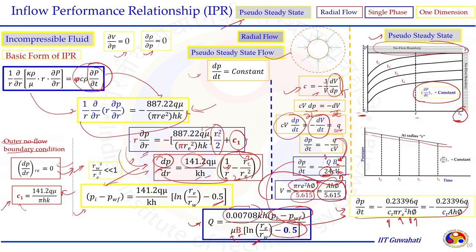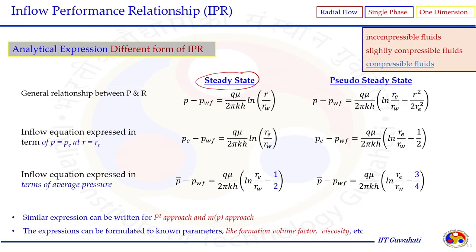So if I compare both steady state flow condition and pseudo steady state flow condition for the complex fluid, that is the compressible fluid, in terms of the analytical expression that we obtained, we can see the expression written here are in the form of P. As I mentioned earlier, for the compressible fluid we can write in the form of P square approach, MP approach and P approach. So the expressions written here are in the form of P. Similar expression can be written for P square and MP approach.